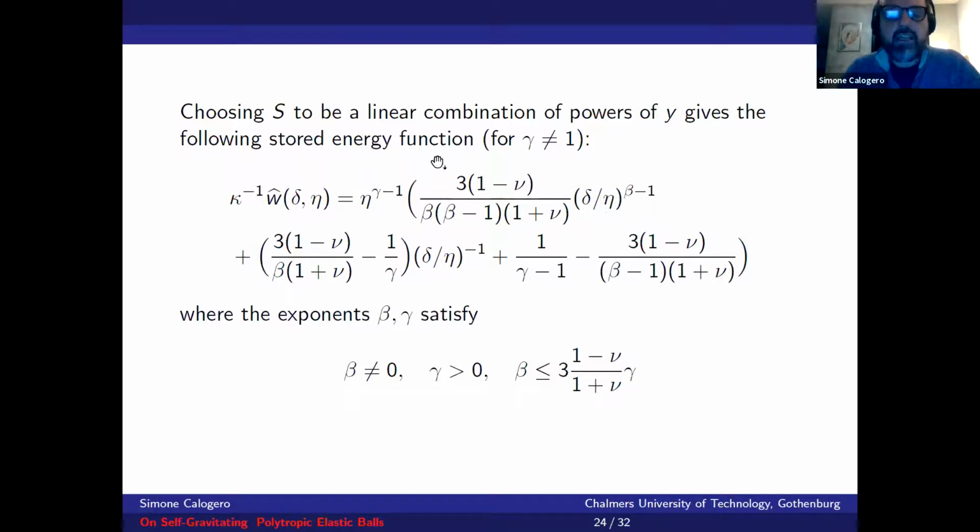which is the one that you see here. Before, the freedom was to choose this function S almost arbitrarily. Now the only freedom left is to choose one extra parameter beta in this stored energy function, which I call the shear parameter, and the exponents beta and gamma must satisfy this inequality. So beta must be different from 0. Gamma must be positive, and this is the important one.